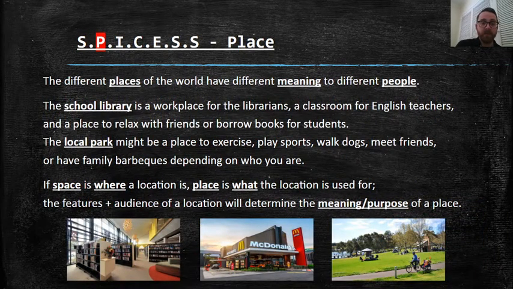P for places. So the different places of the world have different meaning to different people. The school library is a workplace for the librarians, a classroom for English teachers, and a place to relax with friends or borrow books for students.